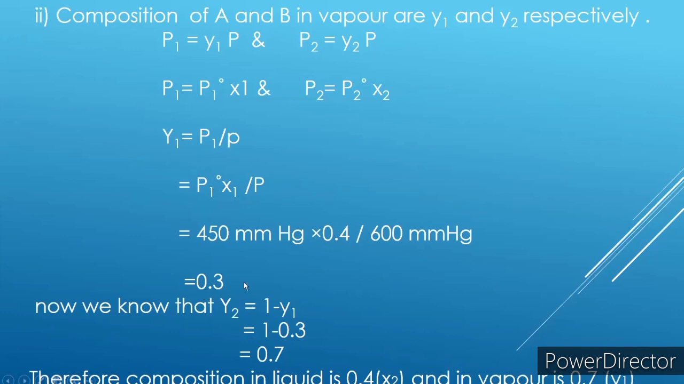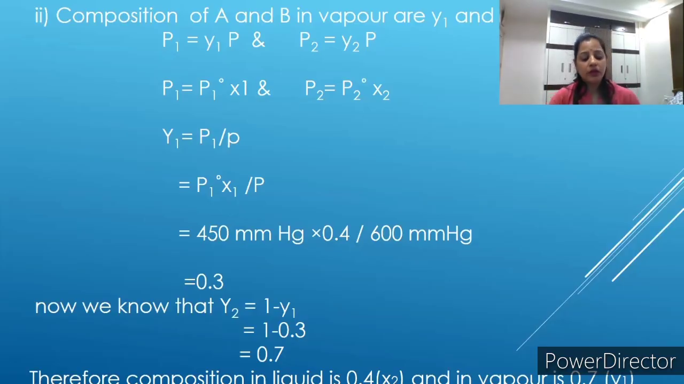And again, Y1 plus Y2 is 1. Therefore, Y2 will be equal to 1 minus Y1. And hence it becomes 1 minus 0.3, that is equal to 0.7. Therefore, the composition in liquid is 0.4 and 0.6, whereas in the vapor it is 0.7 and 0.3. So in this way, we can solve the numericals. Okay, so let us move further.